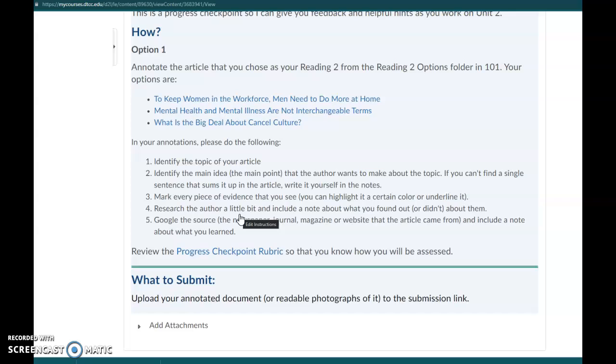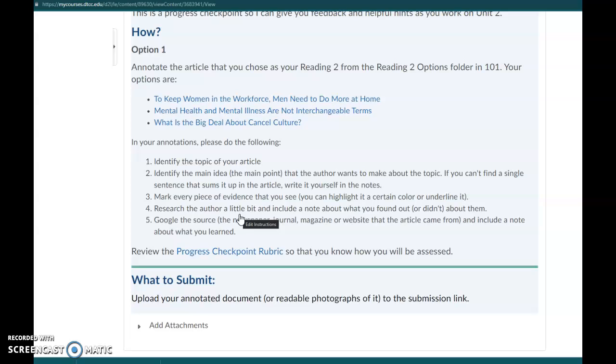But when we talk about the annotations, a couple things I want you to do. Somewhere in your annotations, identify what the topic of the article is. Somewhere in your annotations, identify the main idea, the main point that the author wants to make about the topic. If you can't find a single sentence that sums that up, write one yourself in the notes: I think the main idea is such and such. Mark every piece of evidence that you see. If you see something that's a piece of evidence for the argument, go ahead and highlight that a certain color. Make sure you make a note of what color it is. Underline it. Just mark all the evidence so you get a good idea of whether or not the article has a lot of evidence in it.